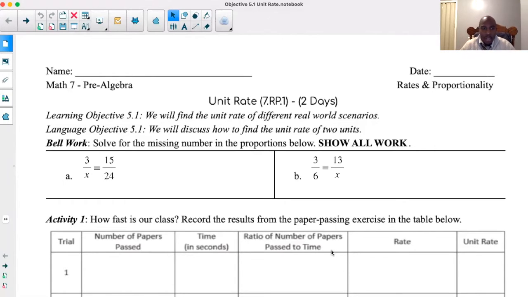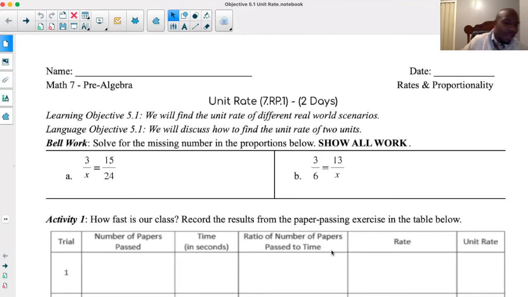Let's take the time to pause the video and work on the bell work. As you do this, try to show all of your work, as I'm going to show all my work in a little bit, to make sure that we're all on the same page. As a hint, you can use cross multiplication. Solve for x, please.